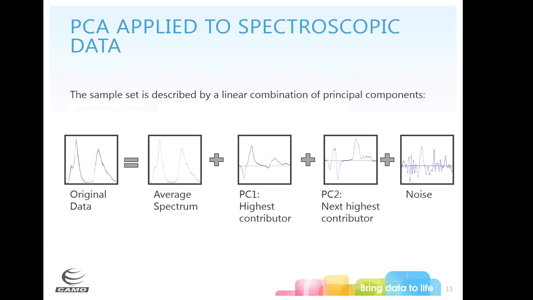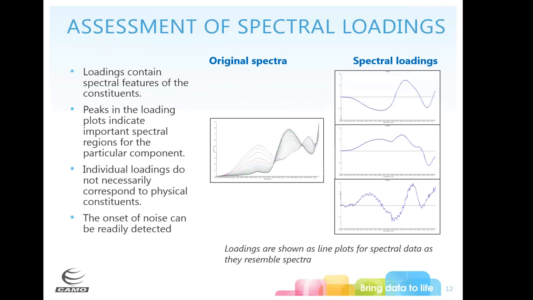And then the principal component 2 are your next highest contributors, and so on until you start to look like noise. Now, these loadings contain your spectral features, and they should look something like your original spectra, and you should be able to interpret them, right? If you start getting to the point where it looks very noisy, it's probably noise and you want to stop and not evaluate any further.